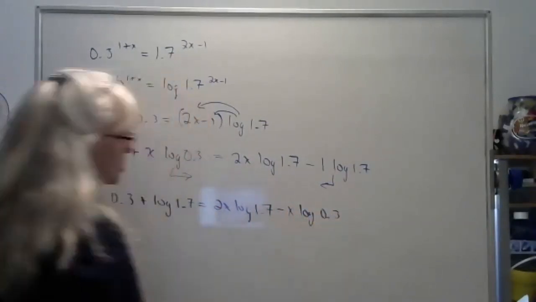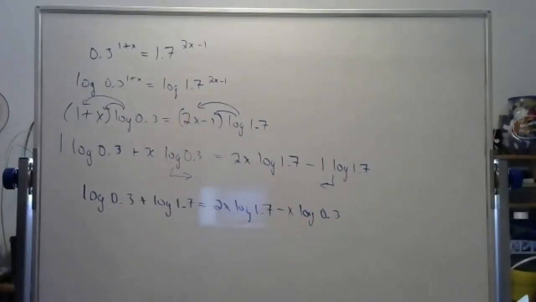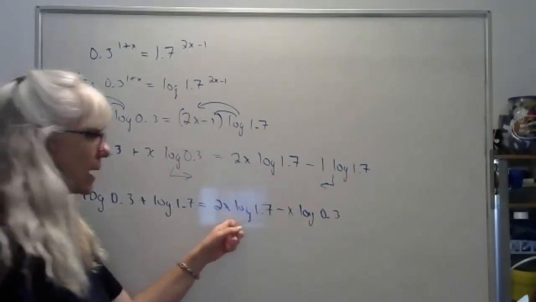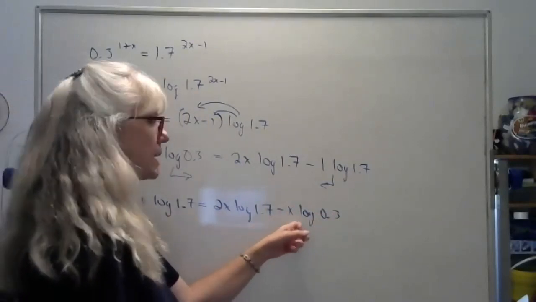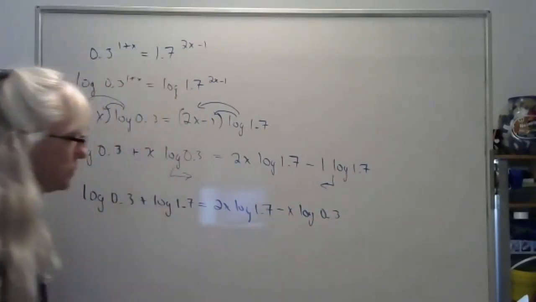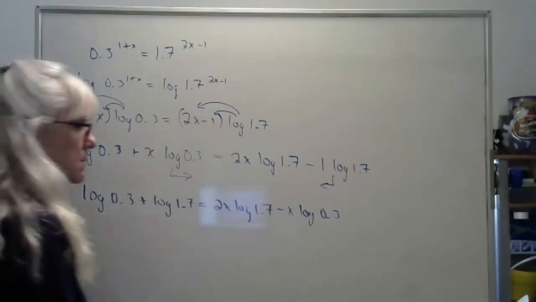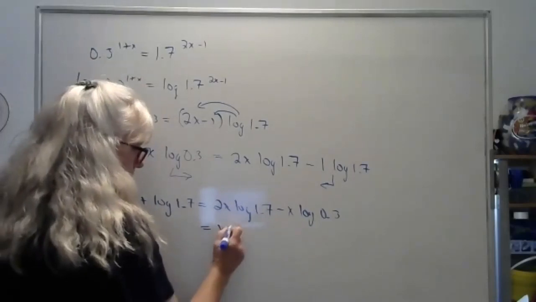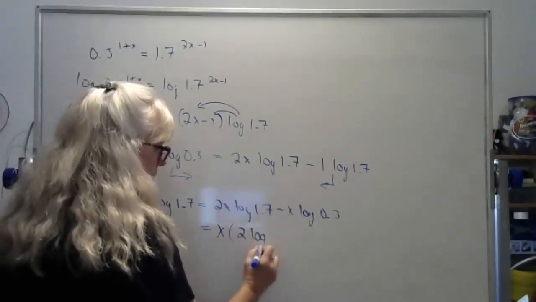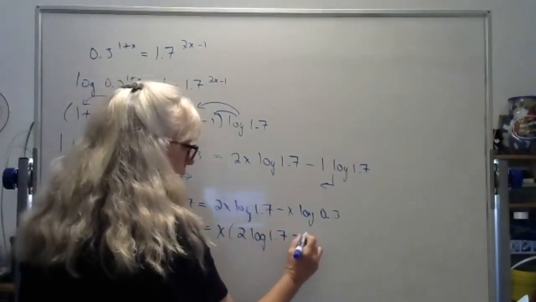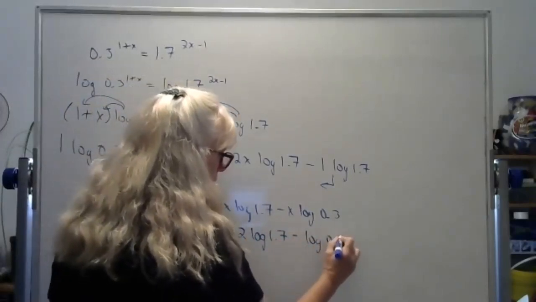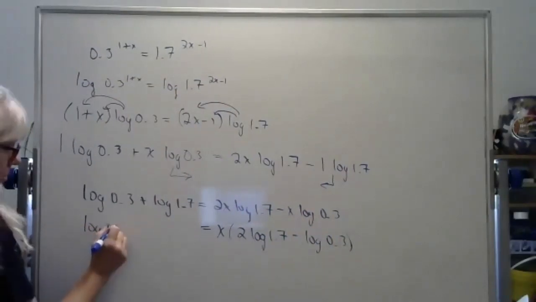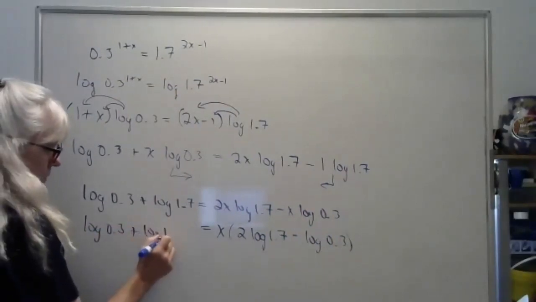So again, what I'm really doing is just collecting all the variables together. So the log of 0.3 plus the log of 1.7 equals 2x log 1.7 minus x log 0.3. We'll do the same thing we did last time. Let's factor the x out of that right side. So then I'll have 2 times the log of 1.7 minus the log of 0.3. I'm doing nothing to the left side, so it's just the log of 0.3 plus the log of 1.7.